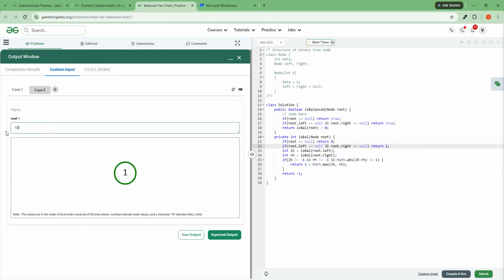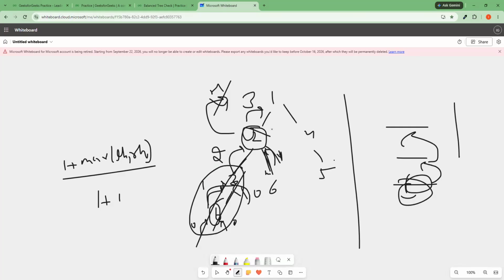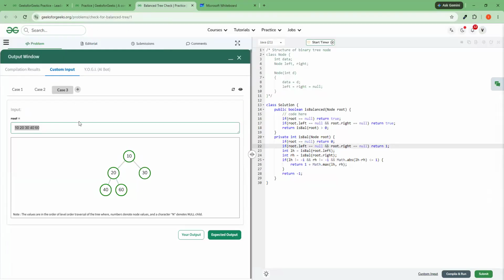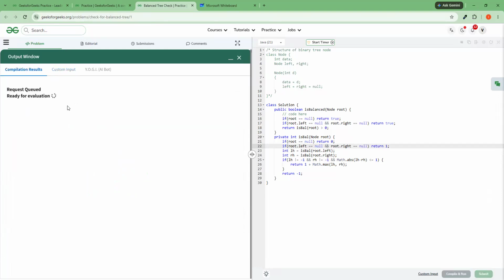Consider we have only leaf nodes. Consider this example: 10, 20, 30, 40, and null, null, null, then 50. So this tree is unbalanced at the 20 level, because one side has height 2 and the other has 0. Okay, let's try with this test case. Yeah, it is working fine. Let's try to submit.